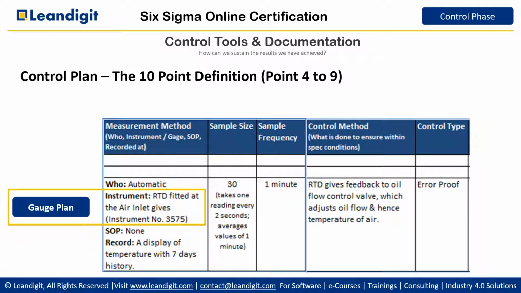We can also link this control plan to a specific gauge plan. We can identify all the instruments being used in various steps of control and then put them together to make a gauge plan for effective calibration and GRR studies.